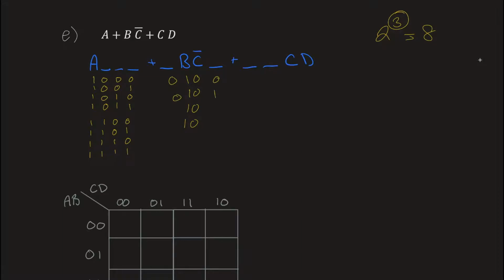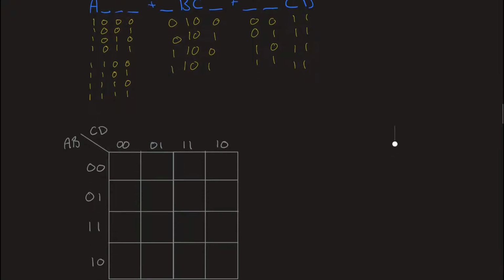0, 0, 1, 1, 0. I'm trying to do each one different so no matter how you do it, you understand what's going on. 0, 0, 1, 1, 0, 1, 0, 1. There we go. Fill out our K-map.